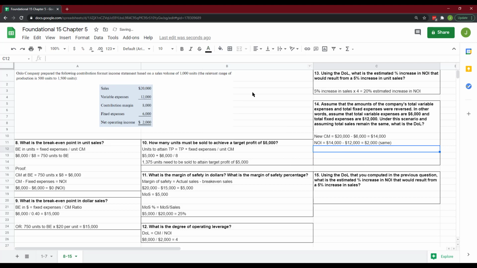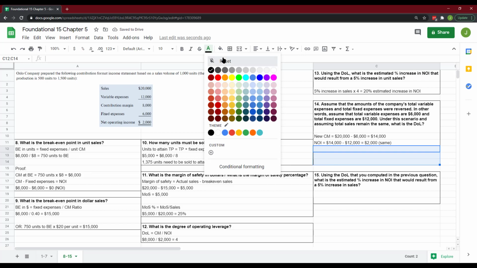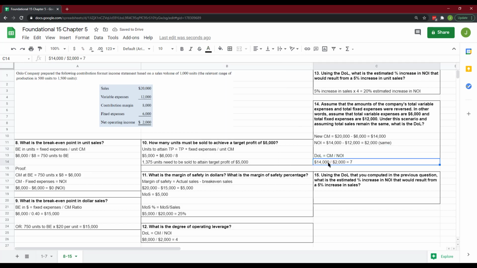So our degree of operating leverage would be CM divided by net operating income. So in this case, we'll take that contribution margin of 14,000 divided by your net operating income of 2,000. And that gives us a new degree of operating leverage of 7. It was 4 before, but now we have a degree of operating leverage of 7. So in this case, for every percent increase in sales, you're going to see a higher jump in net operating income percentage-wise.